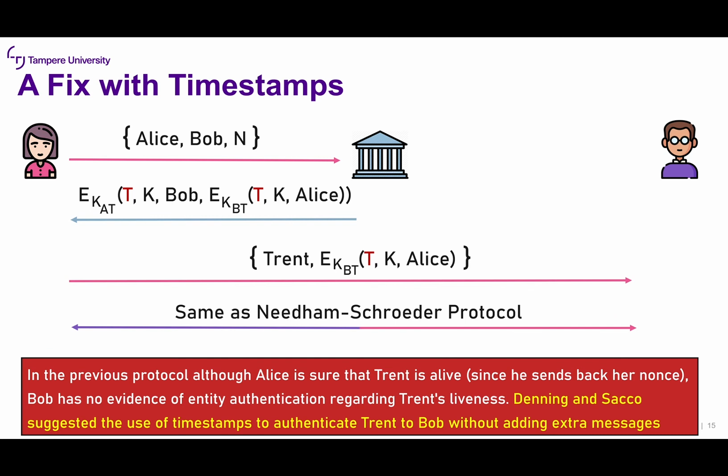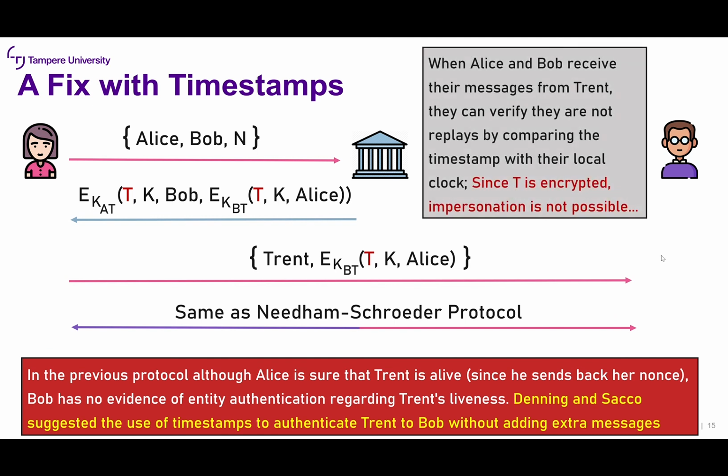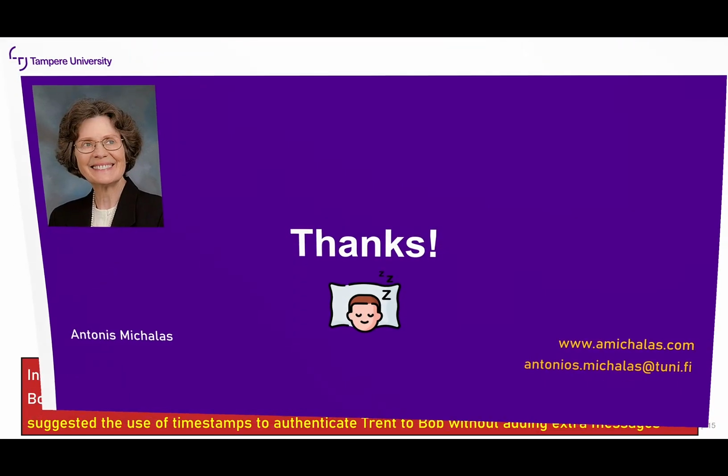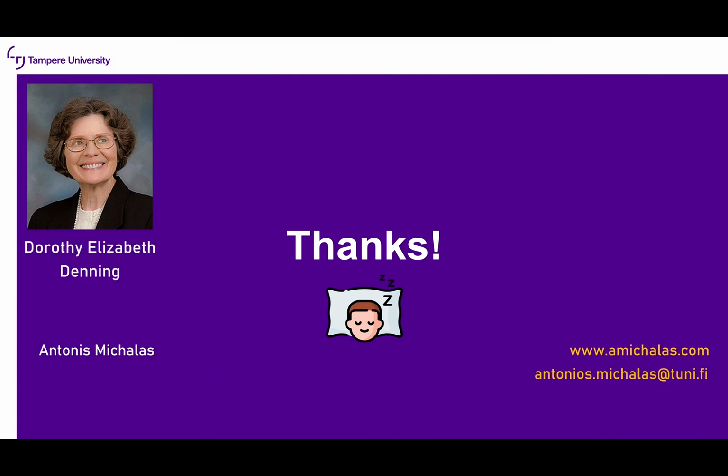Good. So when Alice and Bob receive their message from Trent, they can verify they are not replays by comparing the timestamp with their local clocks. Now, since T is encrypted, impersonation is not possible. Good. So that's it. Hope you enjoyed it.